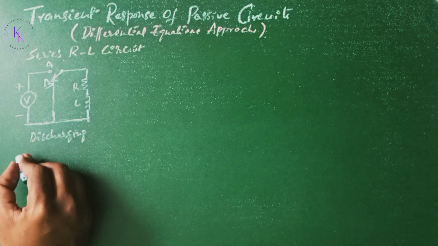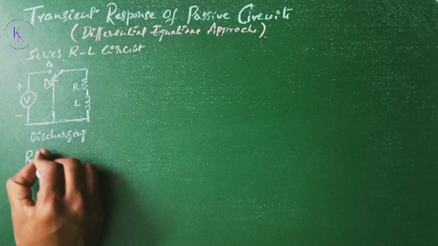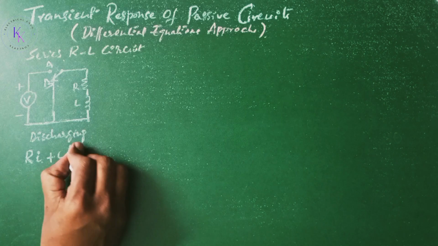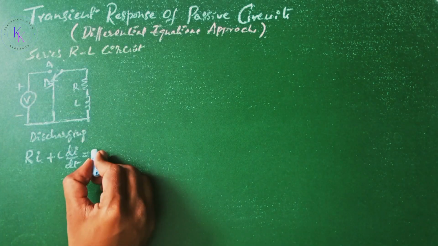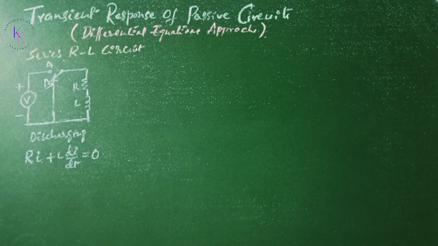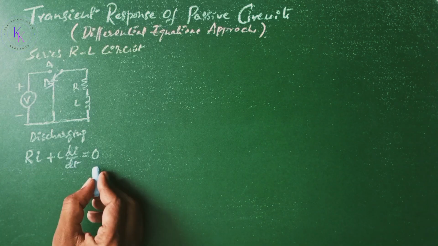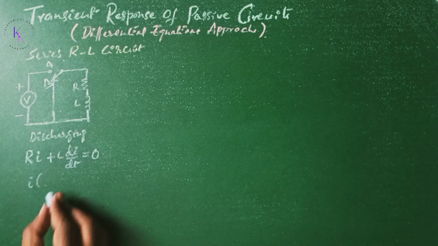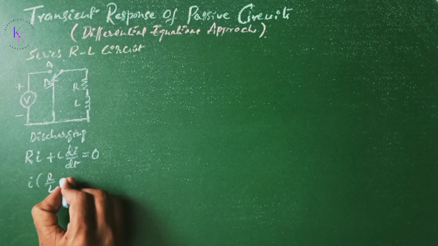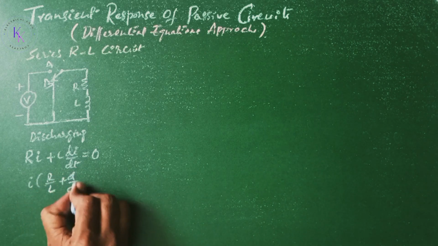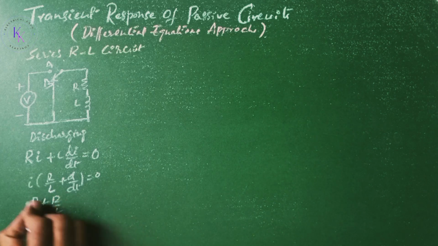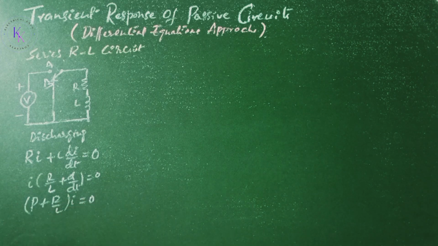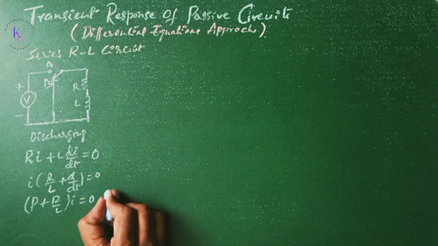Application of KVL to the circuit gives Ri plus L di/dt equals, after throwing it to point B, the input voltage becomes 0 as the voltage source is withdrawn by opening the switch. Now taking i common and dividing by L, we get R/L plus d/dt equals 0, which is nothing but (D plus R/L) i equals 0. Let this be equation number 7.